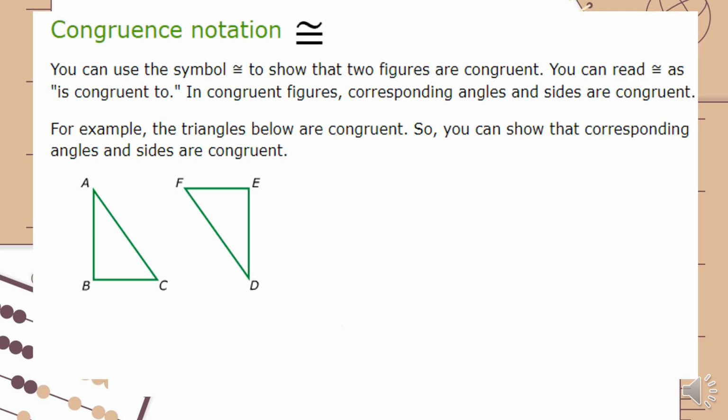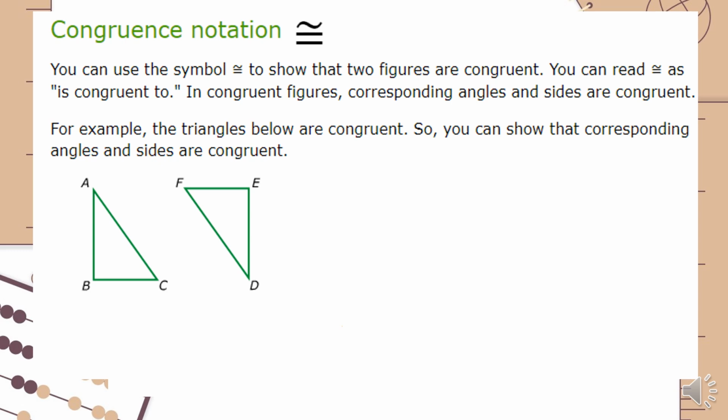Okay, so now it's time to tell what notation we use to show the shapes are congruent. See the equal sign, and at the top of the equal sign there is a wavy line. When we write them together, we call this notation "congruent to". So whenever we have to tell about the shapes shown here, A, B, C and D, E, F, that both of the shapes are congruent, we will use this symbol.